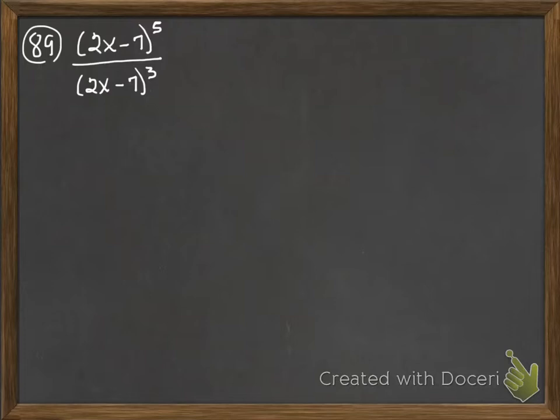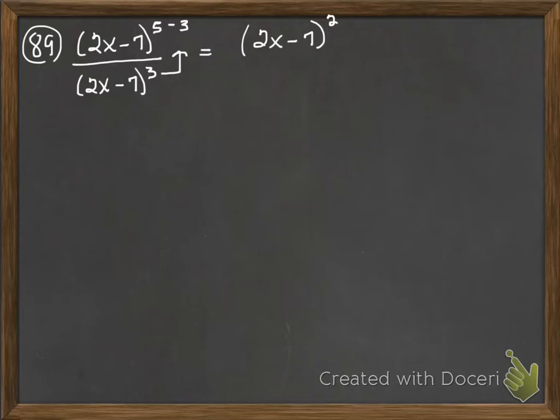In 89, we're dividing, so we're going to use our quotient rule. We have 2x minus 7 on the top and 2x minus 7 on the bottom. One is raised to a power of 5, the other is raised to a power of 3. So actually the shortcut here is to take the smaller exponent, move it up, and subtract it. So that's going to leave us with 2x minus 7 to the second power.